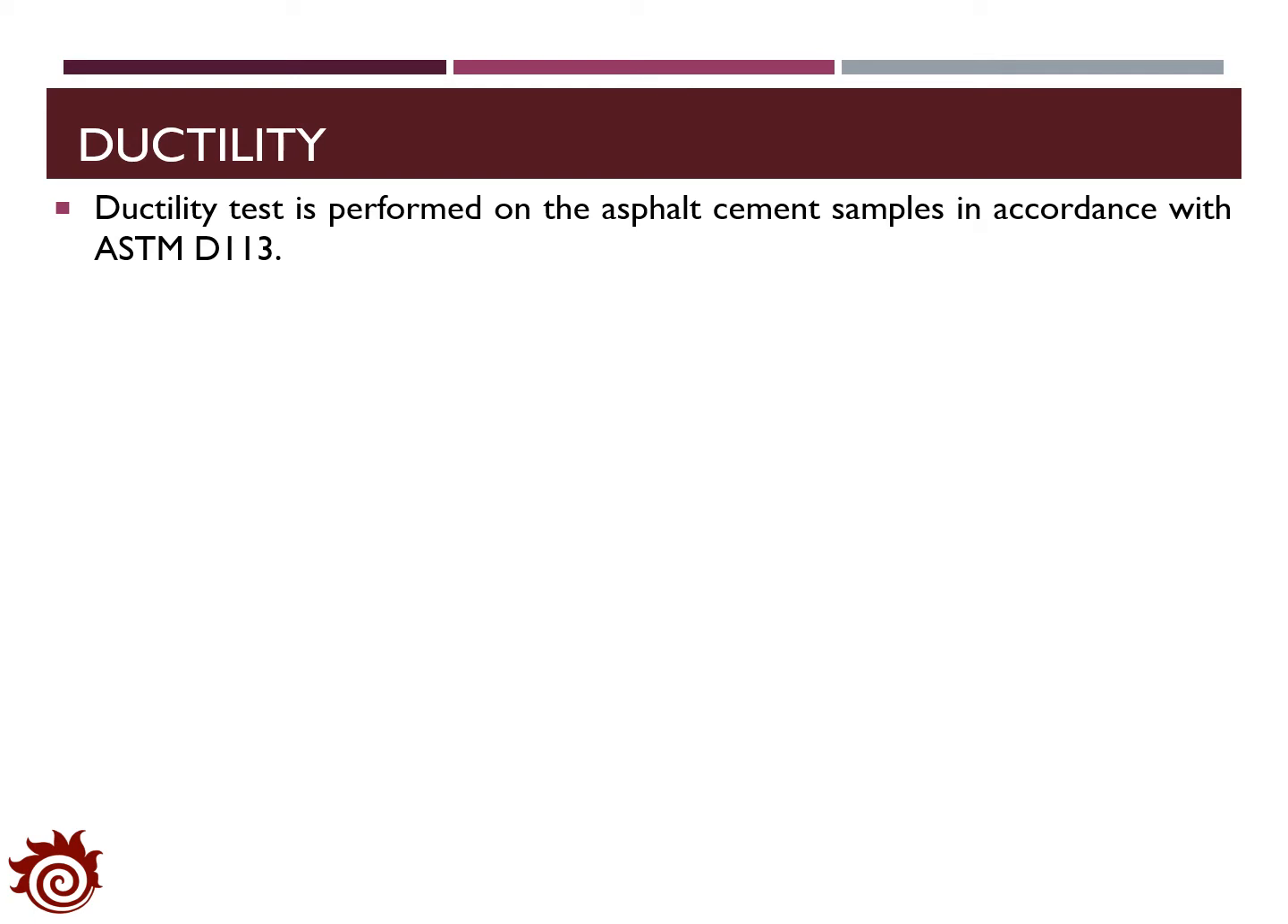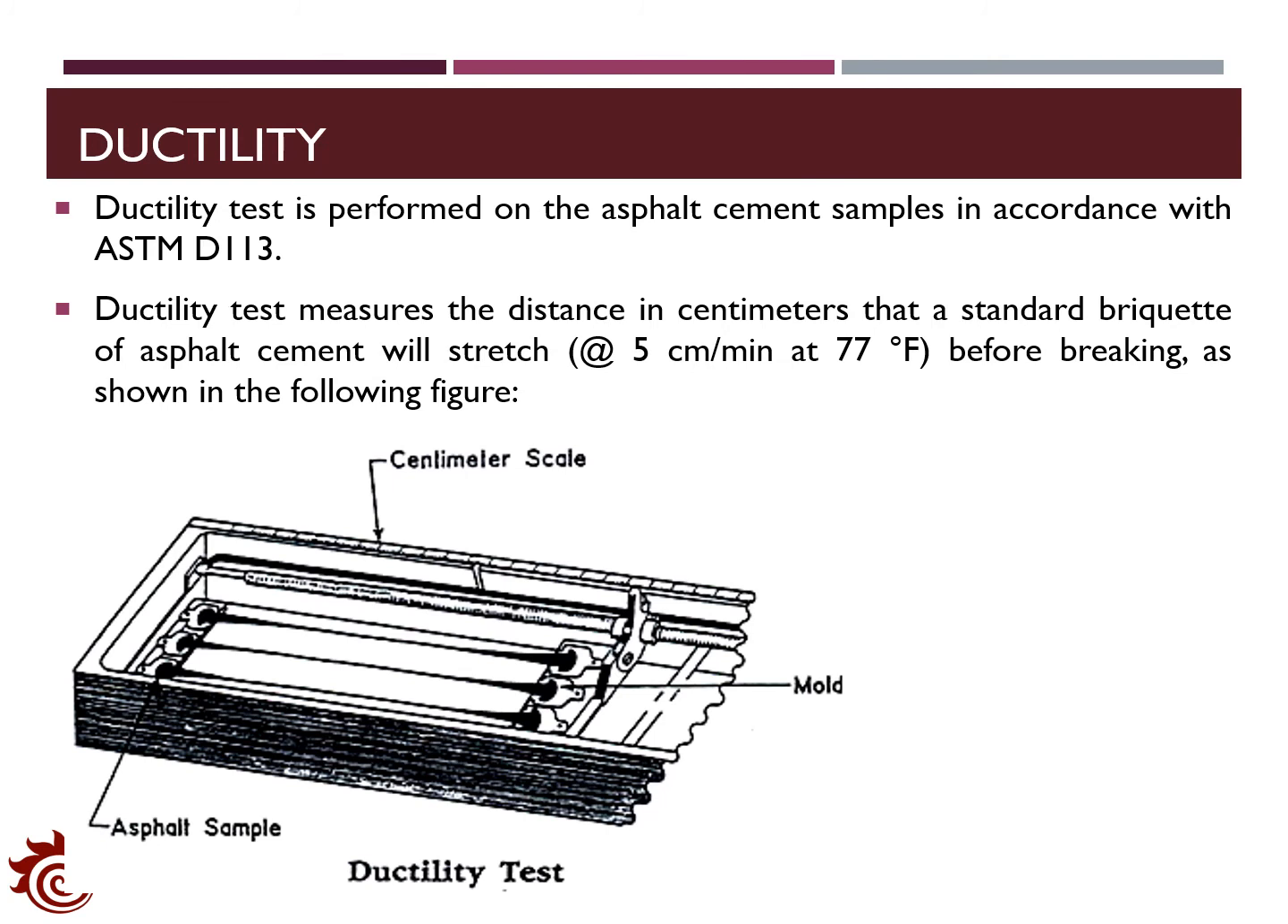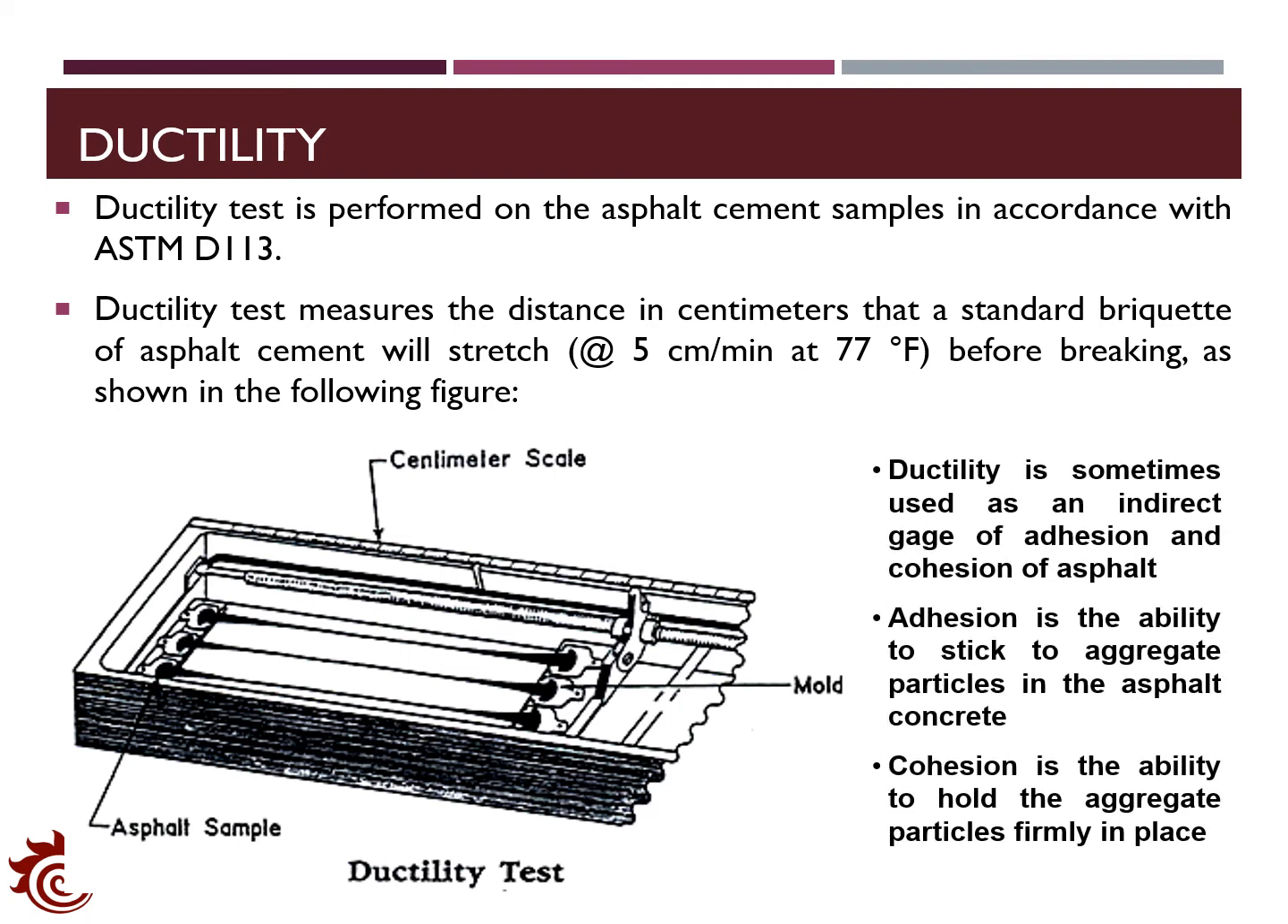The ductility is another important property of the asphalt cement. The procedure of the ductility test is defined in ASTM D113. The test will measure the distance in centimeters that a standard briquette of the asphalt cement will stretch, at a constant speed of 5 cm per minute at a standard temperature of 77 degrees Fahrenheit, before breaking. And with the estimated ductility, we are able to identify the potential adhesion and cohesion of the asphalt.